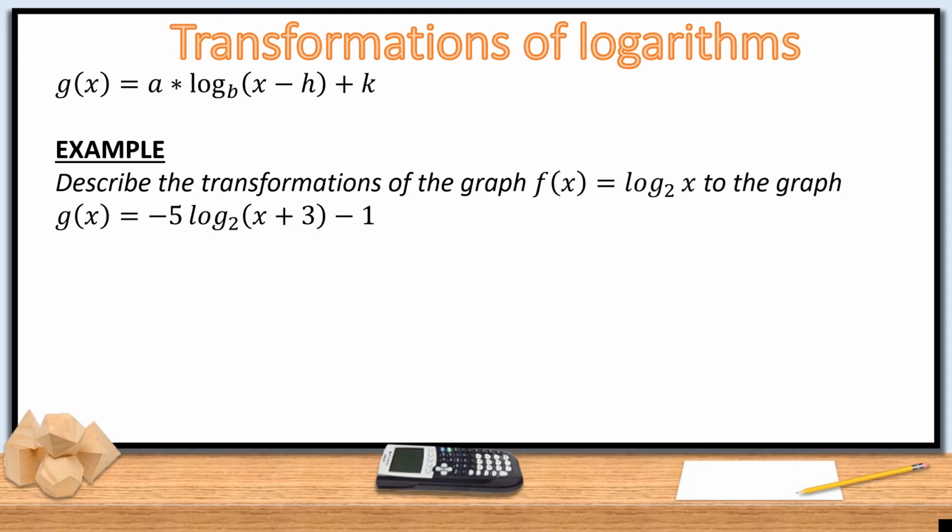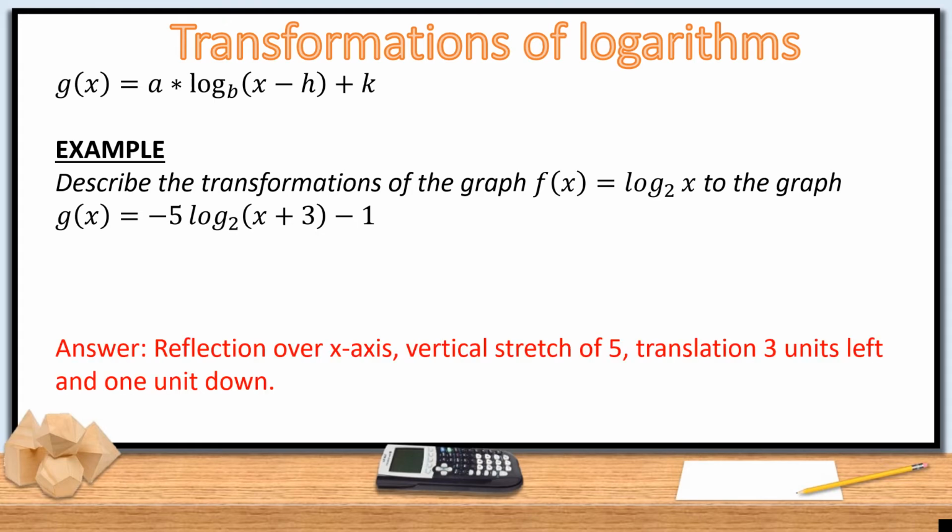All right, so transformations, we've already kind of talked about this a little bit. There's not much else to go on. So we've got an a value of -5. That gives me the reflection. So the a value is the reflection over the x-axis, vertical stretch of 5. H value is -3, so remember opposite sign, and k value is -1. So we've got that translation 3 units left, down 1. We've got a vertical stretch of 5, and then the reflection over the x-axis.